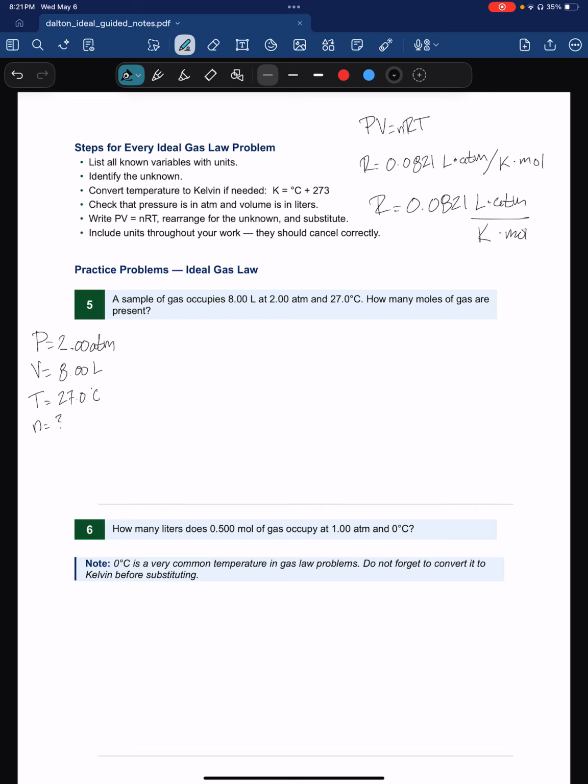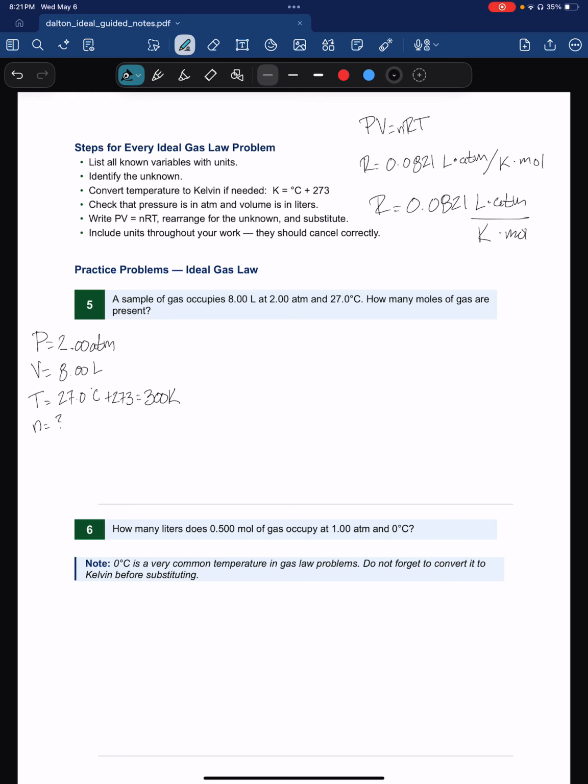All right. So we've listed all of our known variables with their units. We've identified the unknown. Do we need to convert the temperature to Kelvin? Yes, we do. Remember, we have to add 273 to get to Kelvin. So that's going to be 300 Kelvin. Great.